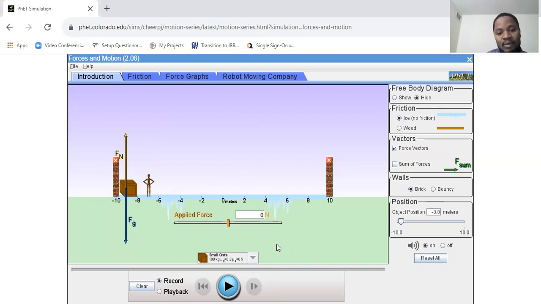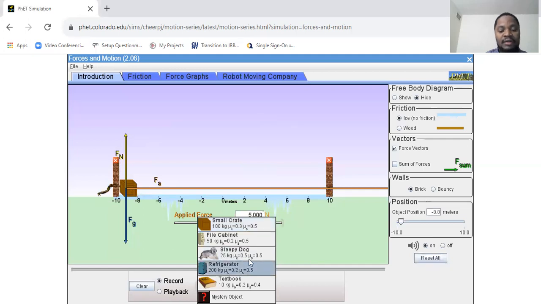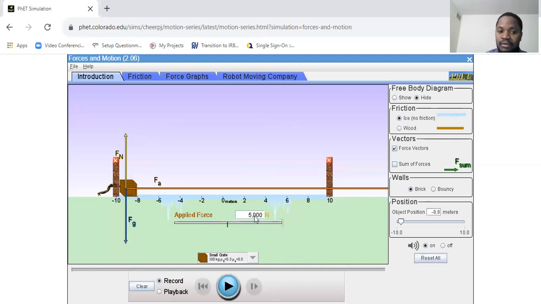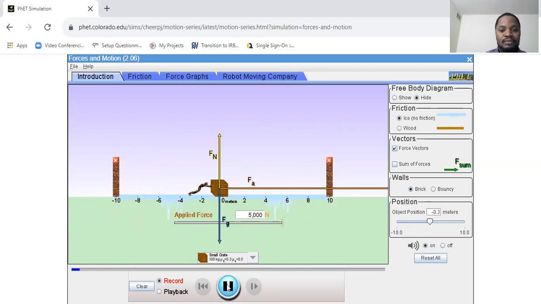To do that, we need to push consistently. In other words, we have to choose some force that we can use. So maybe I can choose 5,000 newtons. That will be the force I'm going to push both the small crate and the refrigerator, which is 200 kilograms. I have to keep the force the same. So I'll start with the small crate and then I'll observe the acceleration.